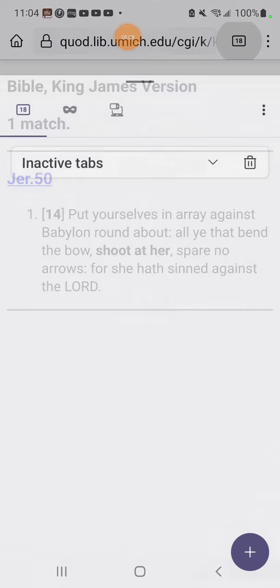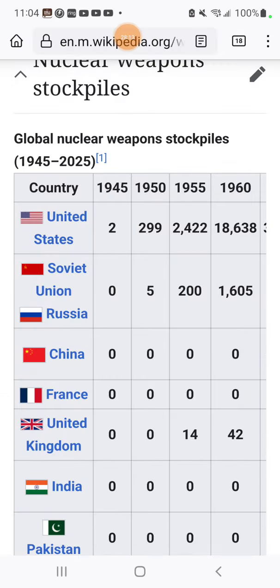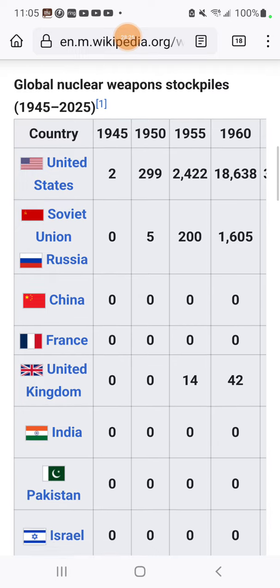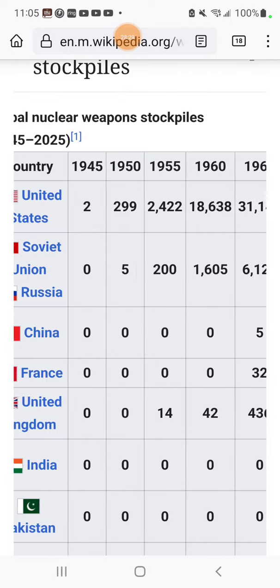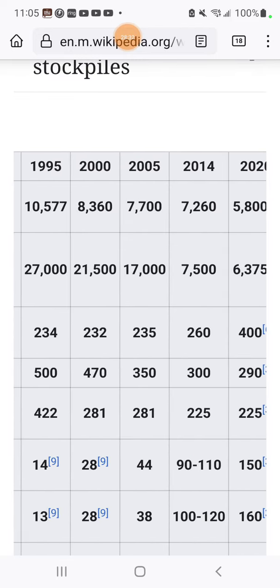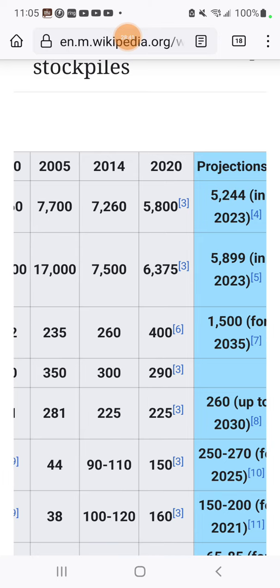All right? Now, this is the global nuclear weapons stockpile. All right? The global nuclear weapons stockpile. So all these countries, and it shows through the course of time from 1945 to 2020. All right? These are the amount of missiles that each country now has. But more importantly is this.